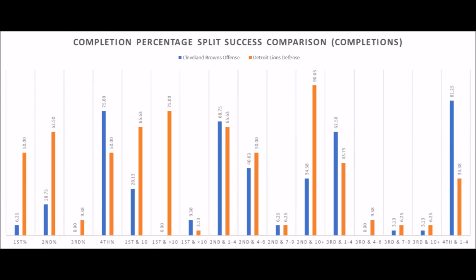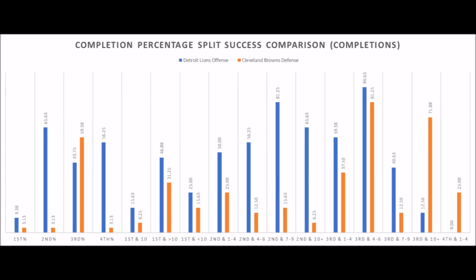And it's just the whole spiral effect. But overall, the Lions are favored in this respect. Then, of course, you get to the Lions offense versus Browns defense. In this respect, the Lions are actually favored here.